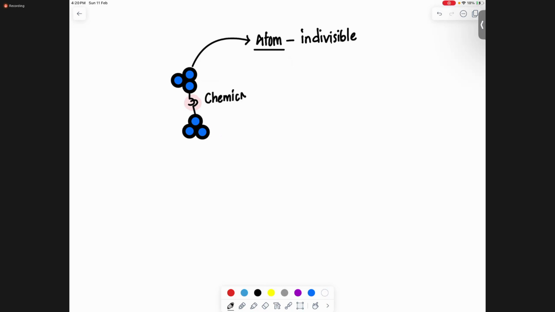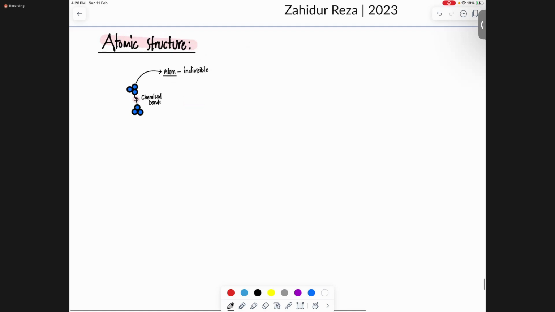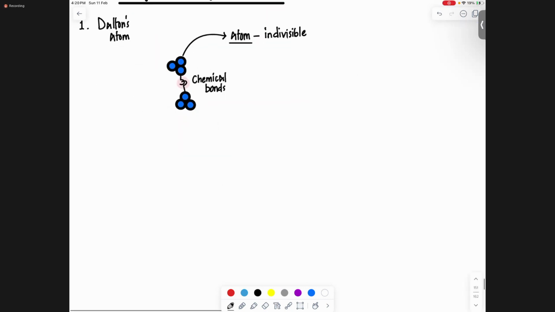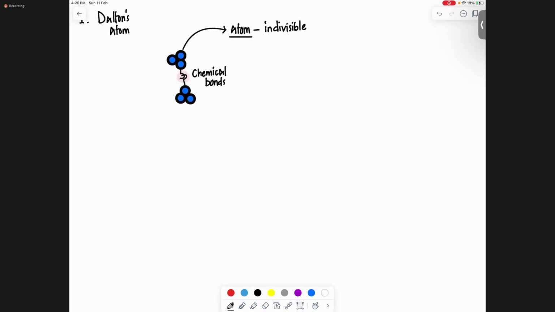So John Dalton was wrong in giving us a picture of the atom, but he was actually the first person to suggest that there are chemical bonds out there, and that the bonds are unique to every element. That's why not everything reacts or interacts with everything else, right? So that's what chemical bonds are. This is Dalton's model, Dalton's atomic structure, right? Then what happened was this was just there for years.